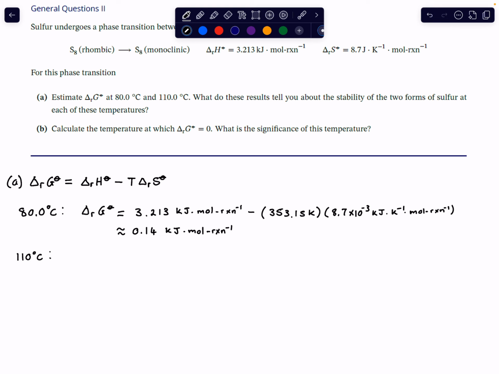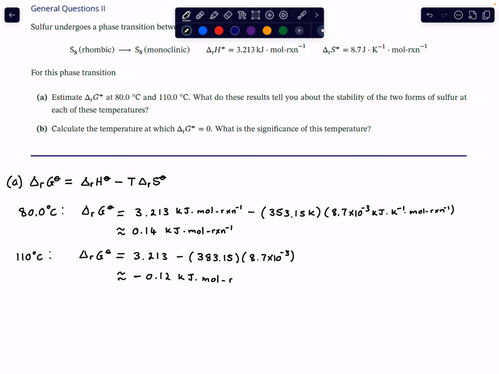All right, so that's at 80 degrees Celsius. So what about at 110? What is the Gibbs energy at 110 degrees Celsius? Well, same values, so I'm not going to write the units this time, I'm just going to put the values, minus, it's just the temperature that differs a little bit, so 383.15 multiplied by 8.7 times 10 to the negative 3, and if you round this to 2 significant figures, then you get minus 0.12 kilojoule per mole reaction.